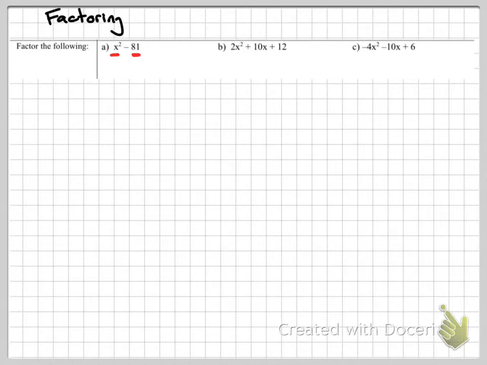X squared and negative 81 have nothing in common, so they do not have a GCF. I'm going to come back to A in a minute.